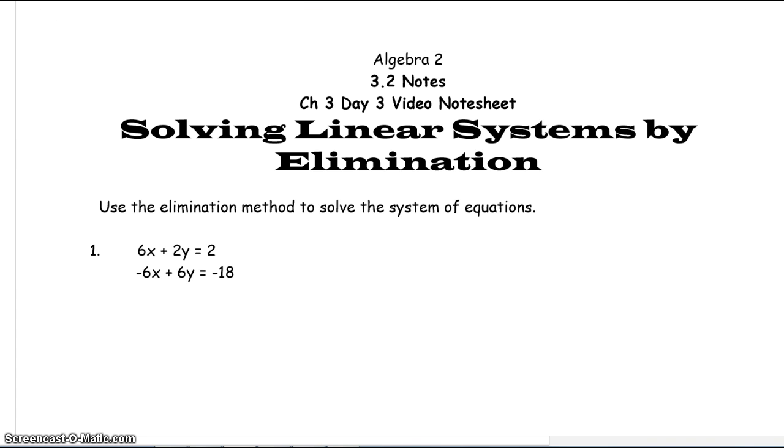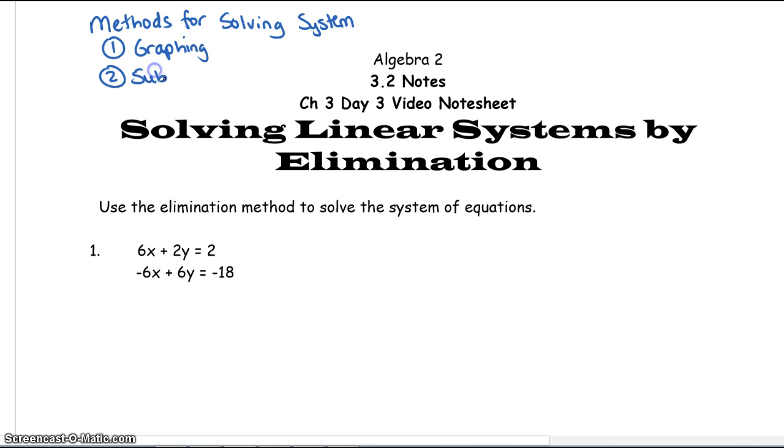Now, so far the last couple days, we've done a couple methods for solving systems. One of them was the first one, which is graphing. The second one was yesterday, which was substitution. And today we're going into our third method, which is elimination. These are different ways of solving the same types of problems, and yes, we are going to be specifying which method so that we can know, do you understand all these different methods? Alright, let's go ahead and get started.